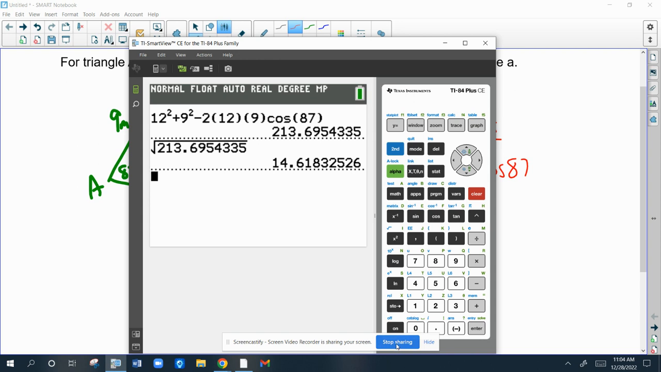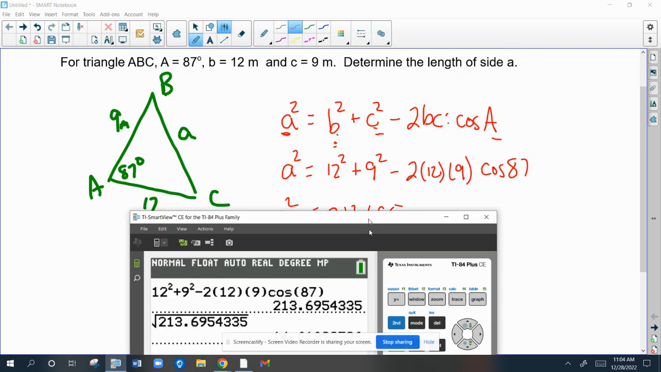In the next video, or a different video, we're going to be talking about how to find an angle using the law of cosines. So that's it for this one.